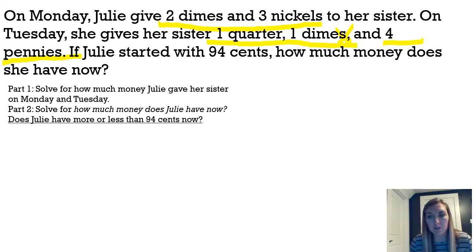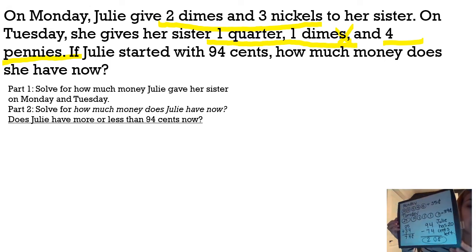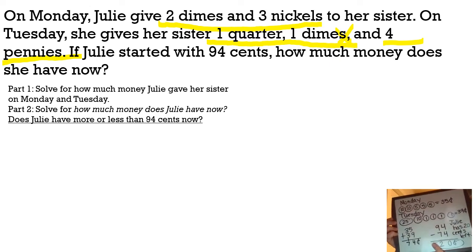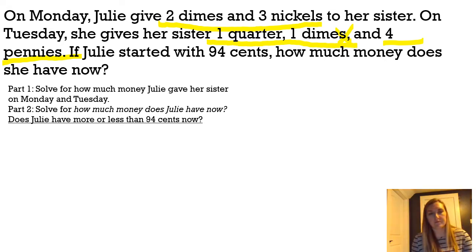All right, I'm finished with my work. If you're not yet, please pause the video so you can finish solving independently. My last step for this problem is 94 minus 74, looking right here, equals 20 cents. Julie has 20 cents left. All right, please rewind the video if you need to look back and check your work with mine at any point.